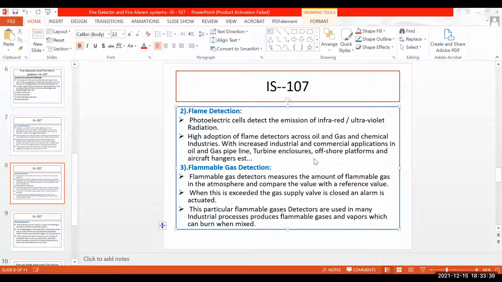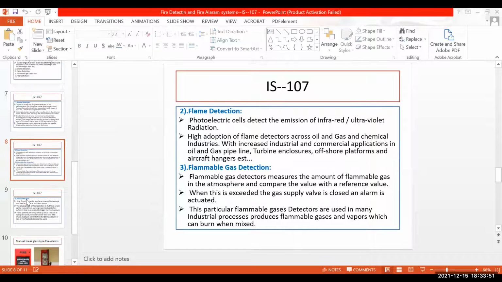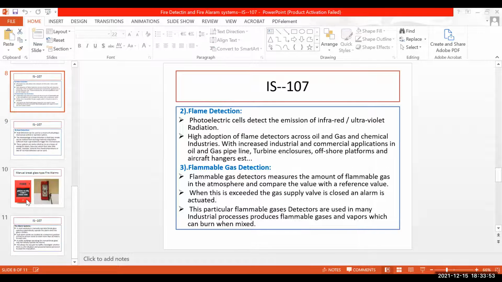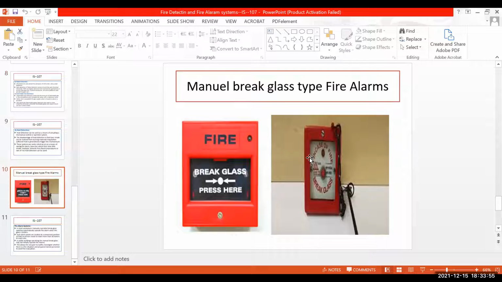And on offshore platforms, that means rigs, and aircraft hangars also, wherever aircraft maintenance and construction will be going on, in those locations it will be used. Okay. It's a fire manual break glass. You might have observed this in malls or some locations.